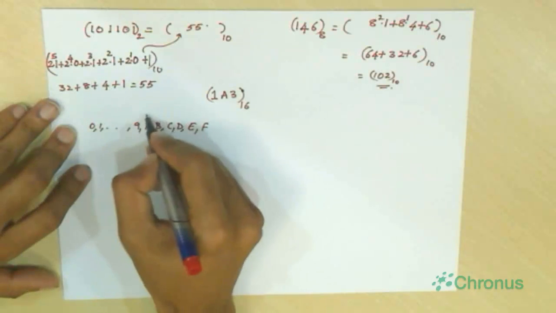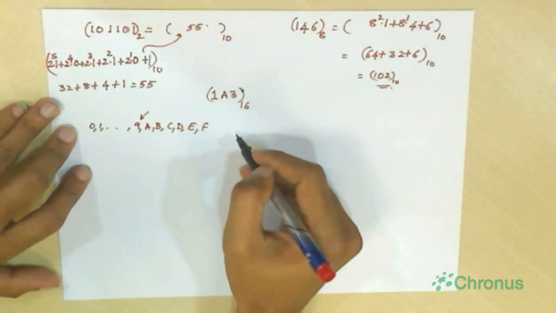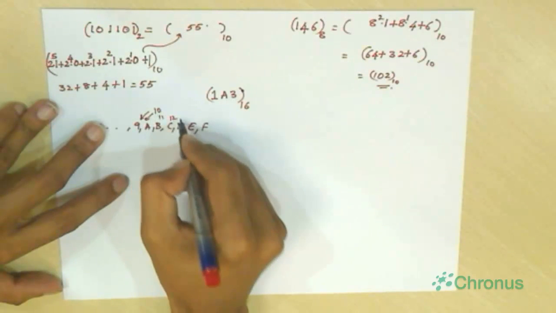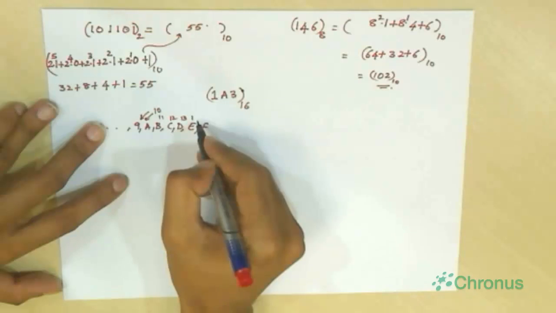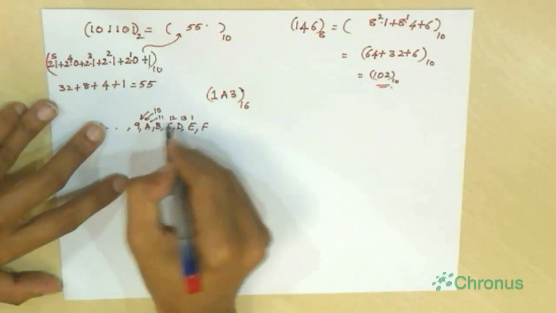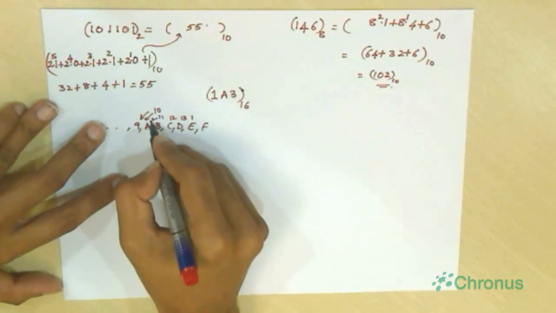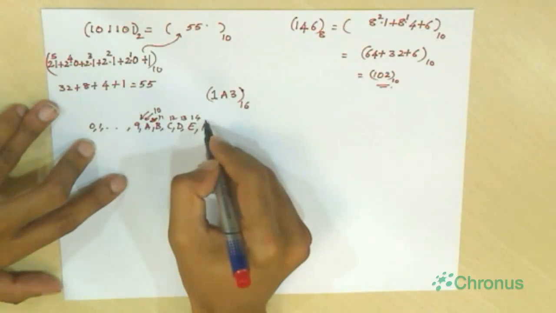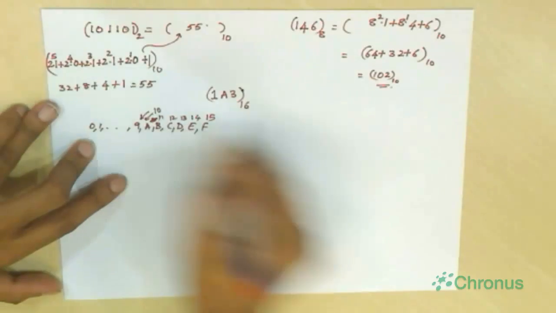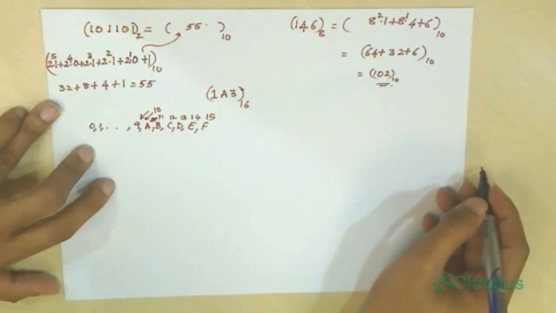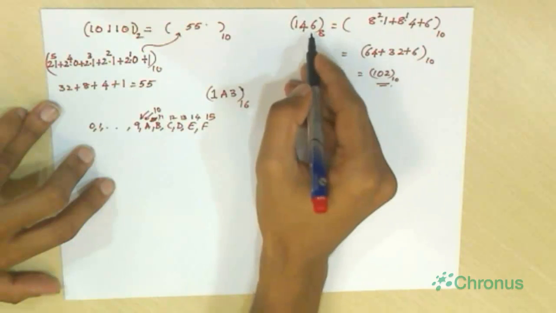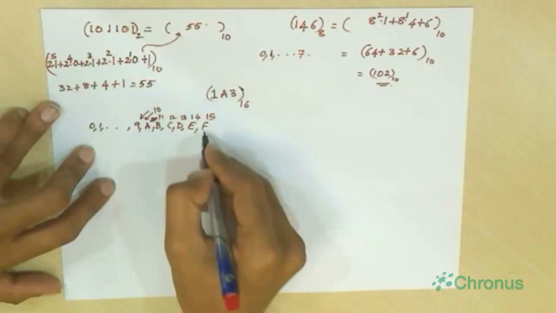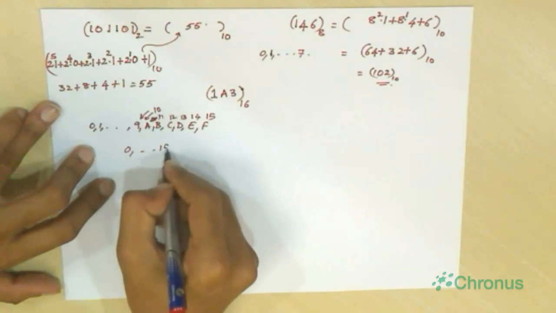0 to 9 have the same values as in the decimal system, and A has a value of 10, B has 11, C has 12, D has 13, E has 14 and F has 15. As you have seen, the octal system has 0 till 7 and hexadecimal has 0 till 15.